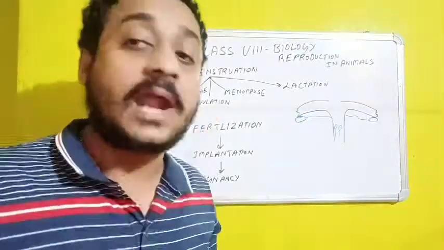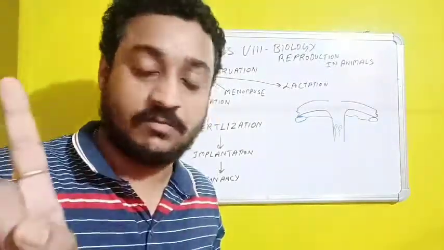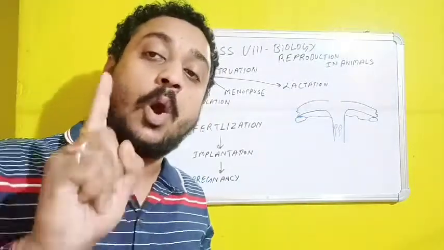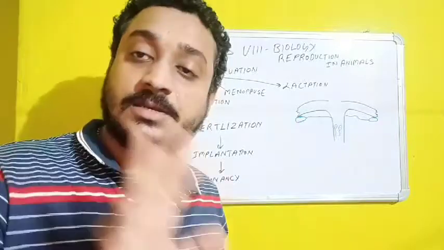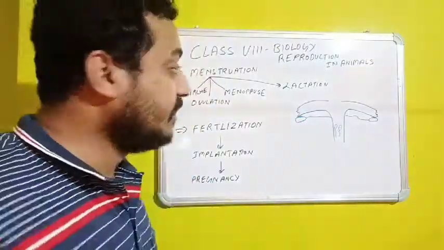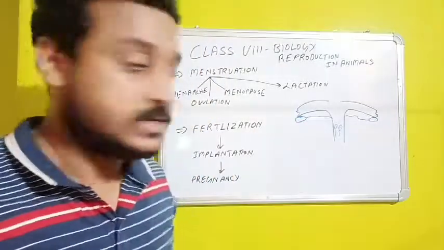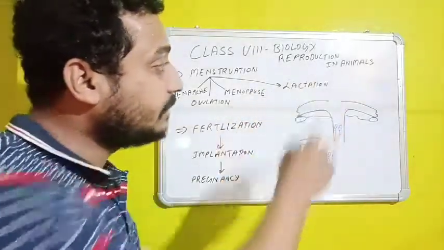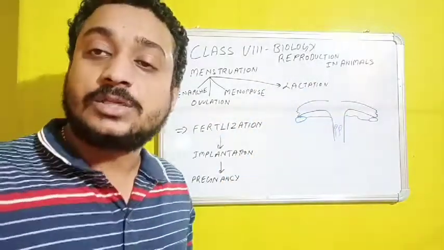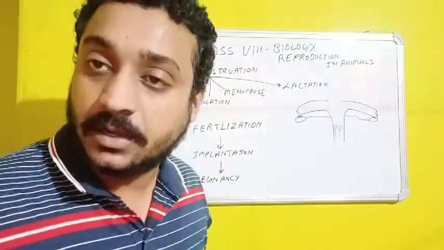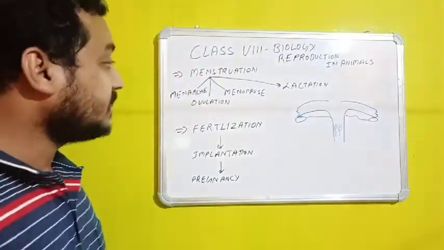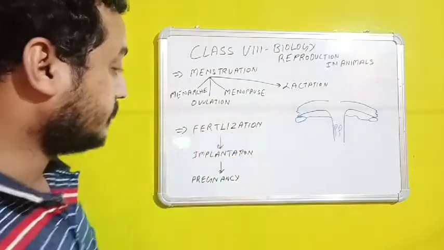Without delivery, no lactation will take place. Lactation will only occur when the delivery has happened, and delivery is only possible when the lady is pregnant. After 9 months, she delivers the child, and then slowly the breast will start secreting the milk which the baby can drink. Now, next is fertilization.